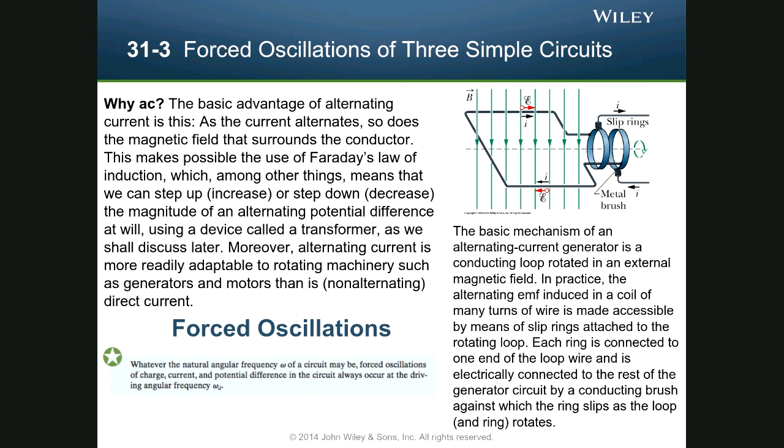All right. So we can see here, as we'll read this part, as the current alternates, so does the magnetic field that surrounds the conductor. This makes it possible for the use of Faraday's law of induction, which, among other things, means that we can step up or step down the magnitude of an alternating potential difference with transformers, which we'll see later in the chapter. Moreover, alternating current is more readily adaptable to rotating machinery because it itself rotates, all right, than non-alternating current.